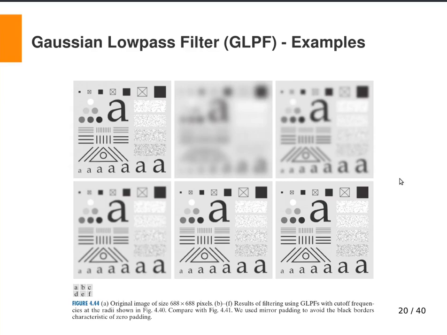And as you can see, since the Gaussian filter is isotropic in all the directions, the smoothing happens much more uniformly across the image, so there is no distinction between vertical or horizontal or diagonal edges.